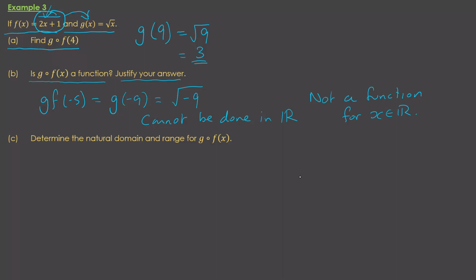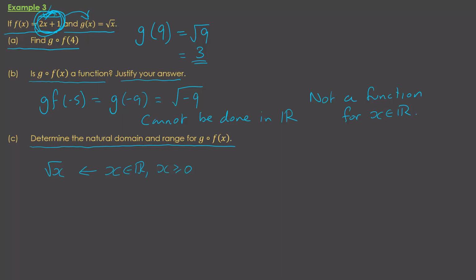So can we make it into a function by using a particular domain? And that's what we're asked to do in part C. Determine the natural domain and range for g of f of x. So our problem is the g of x. If we think about square root of x, the input into this has to be reals greater than or equal to 0. So we're going to need the 2x plus 1 to have output greater than or equal to 0.